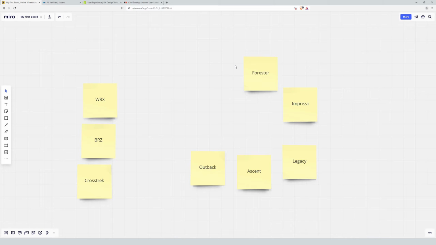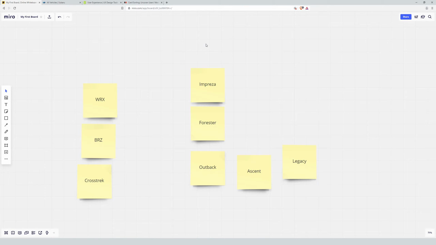Alternatively, there's a closed card sort. In a closed card sort, you still give them all these cards up front, but you would also give them categories to place those cards into. So rather than making their own categories, you would provide those categories, they would sort the cards into those categories, and then there you have it.